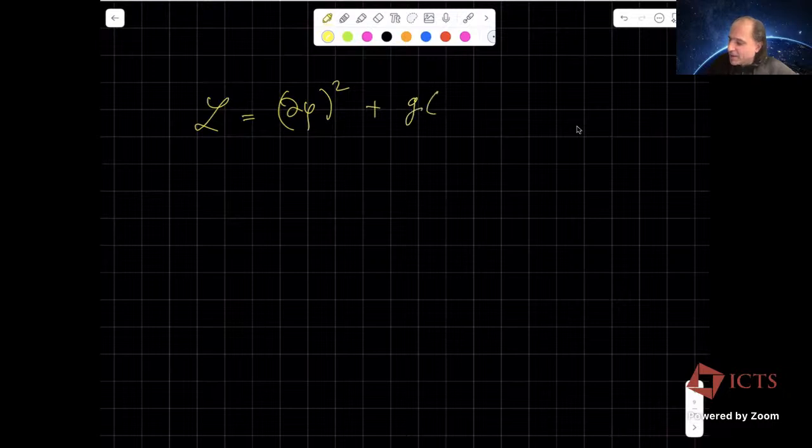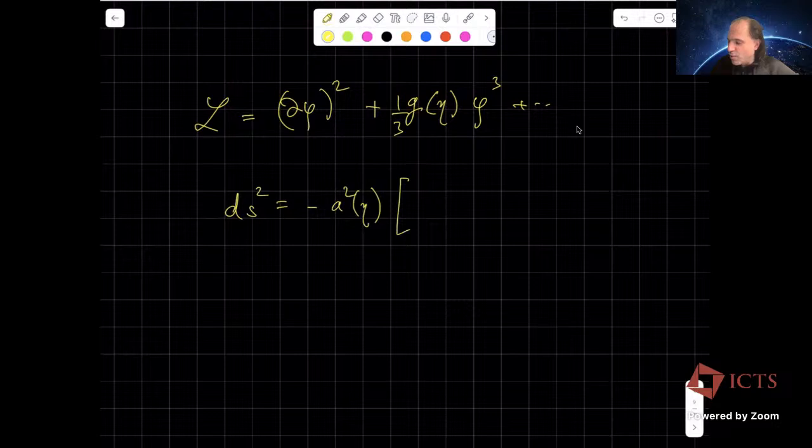I have some general time-dependent coupling for the phi cube term. Okay, and of course it doesn't matter if it's phi cube, but let's just do this as an example. Now, why is this a toy model for cosmology? Well, it's very easy to see that if you're working in an FRW cosmology, I can always write the metric by scaling out some overall conformal factor A of eta. So this is what the metric looks like.